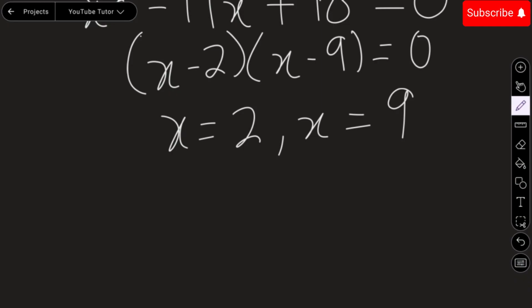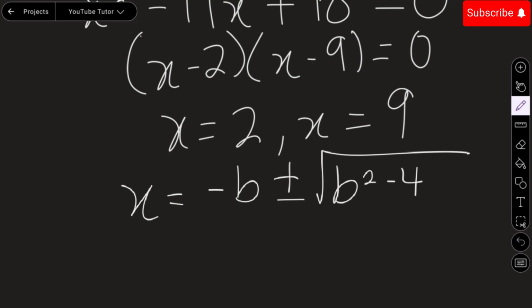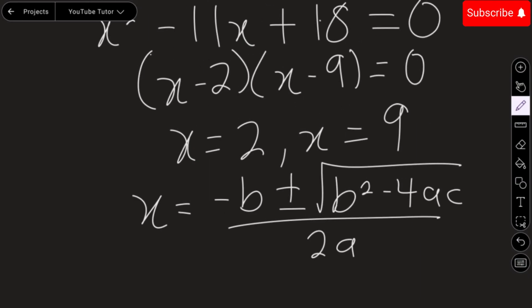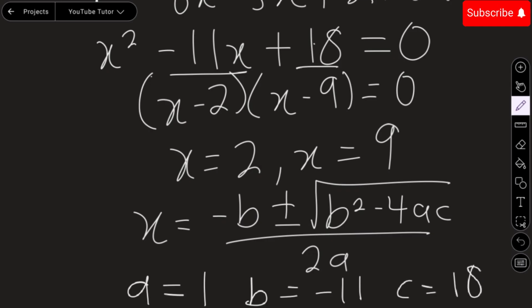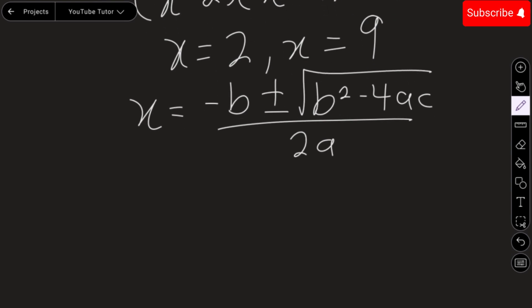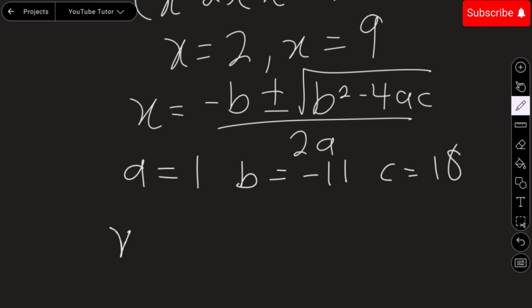While using the almighty formula, which is negative b plus or minus the square root of b squared minus 4ac all over 2a. With this question, the coefficient of a is 1. That of x, which is b, is negative 11. And this is c, which is 18. Alright, so we just substitute the values into the almighty formula.